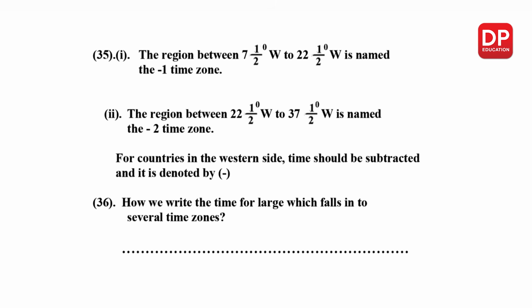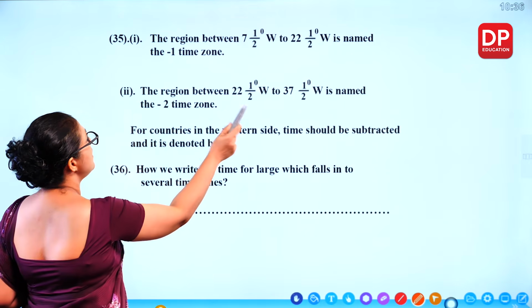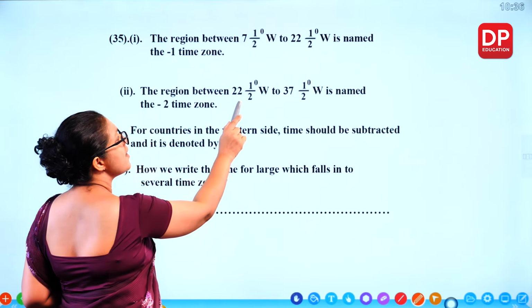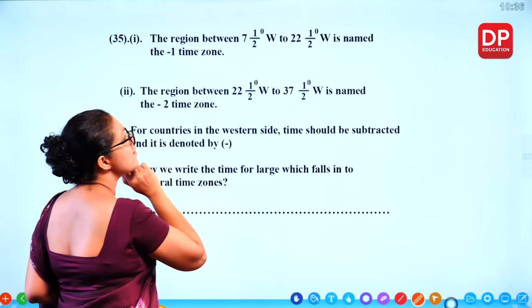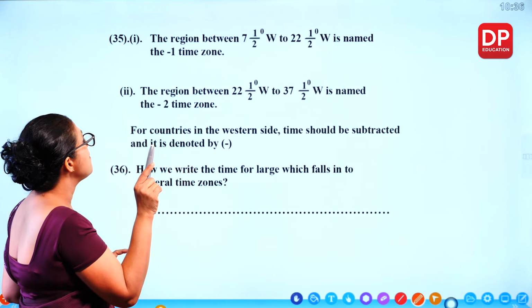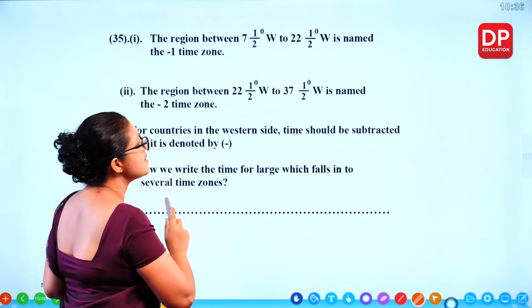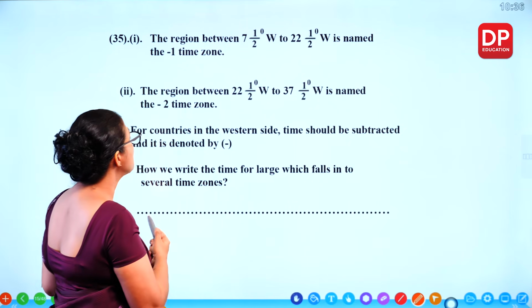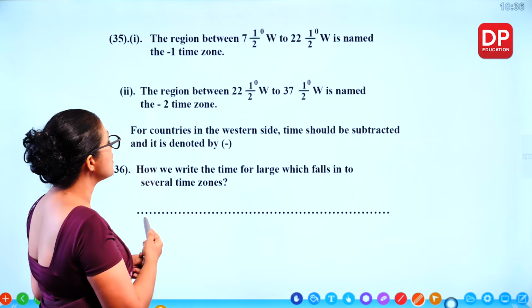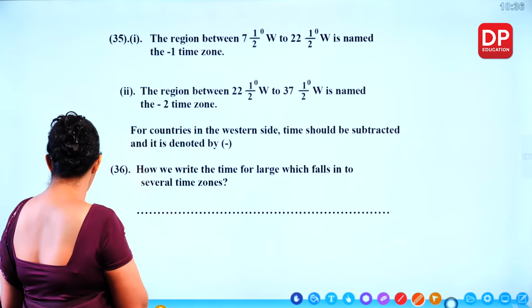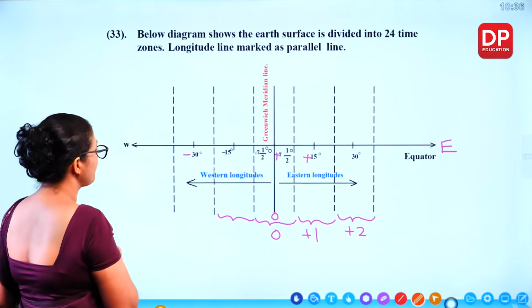Now the other way around. The region between 7.5 west to 22.5 west is labeled as minus 1 time zone. And the other one, 22.5 west to 37.5 west, is named as minus 2 time zone. So for countries in the western side, time should be subtracted and it is denoted by minus. So we'll look at the diagram.